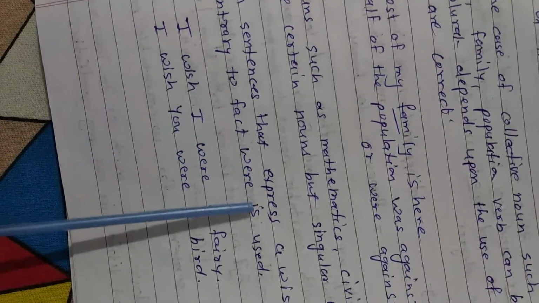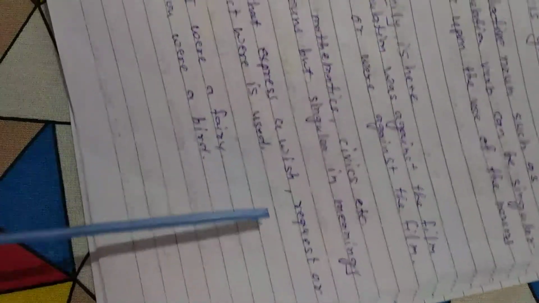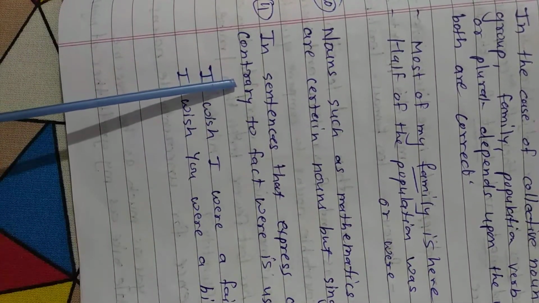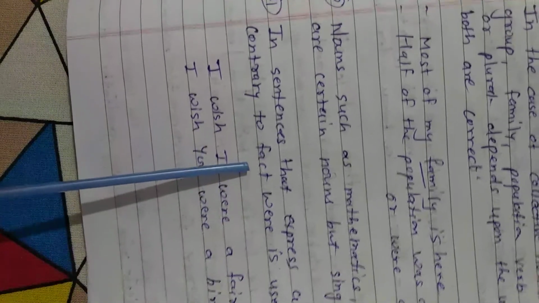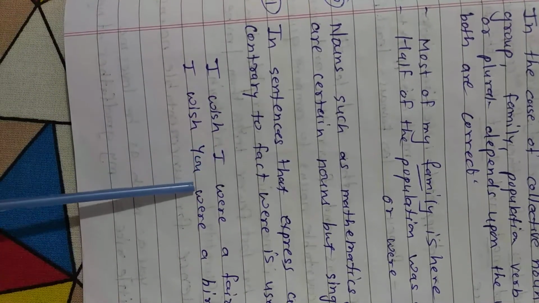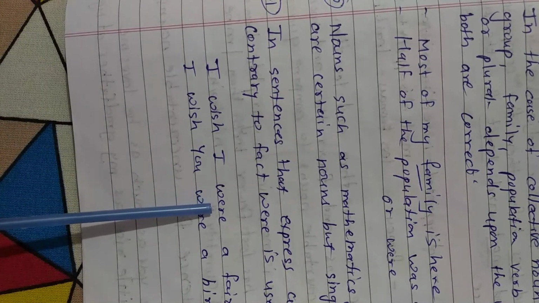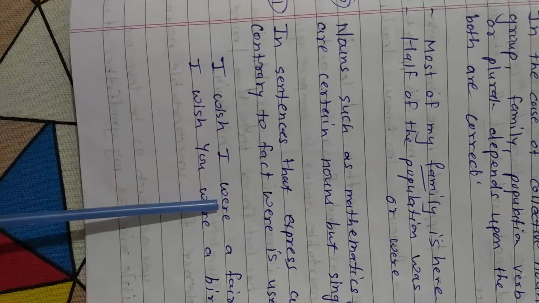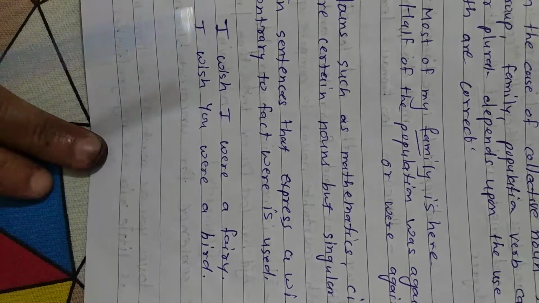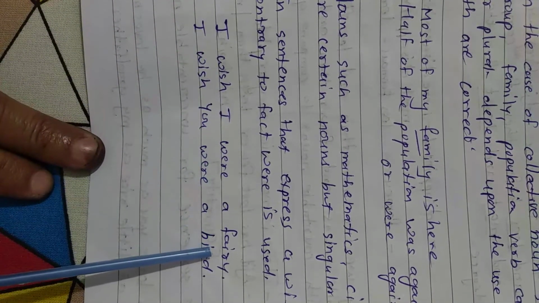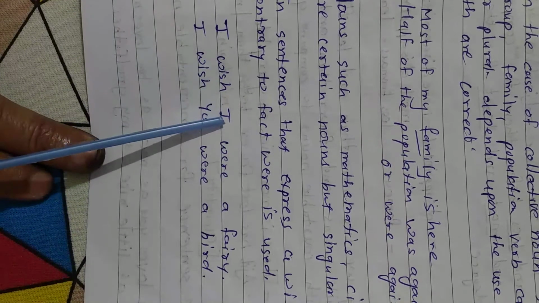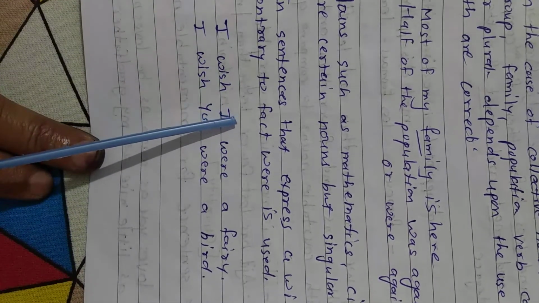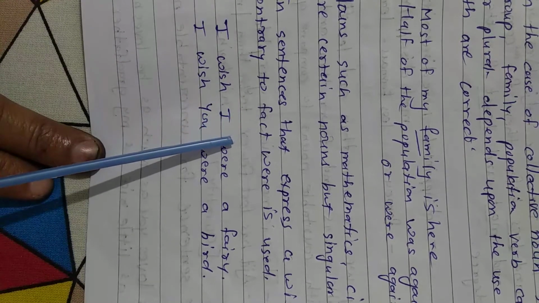In sentences that express a wish, request, or are contrary to fact, were is used, right? Fact अगर कहीं पर हो या फिर विश हो तो हम were यूज करते हैं. जैसे कि मैं पंखी होता तो that is my wish. If I were a bird, right? So in that case, अगर मैं नरेंद्र मोदी होता, if I were नरेंद्र मोदी, right? So I wish I were a fairy. I wish you were a bird. So when you express fact or wish, right, you can use were.